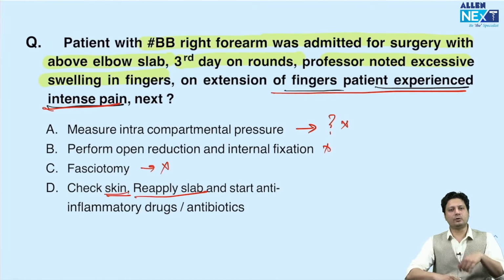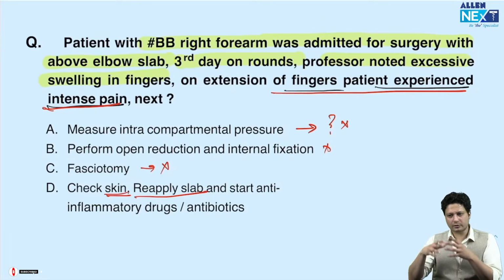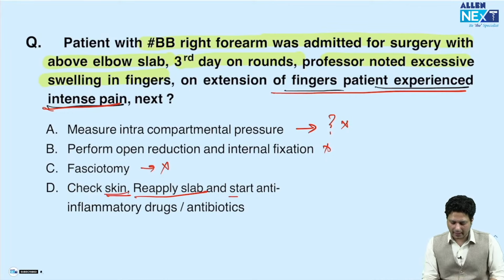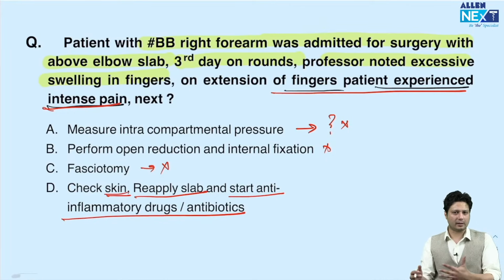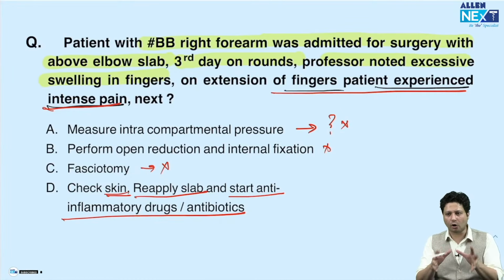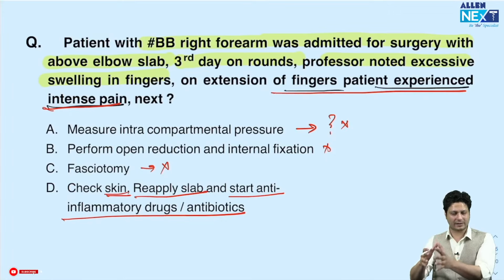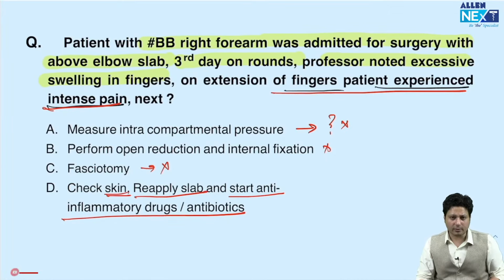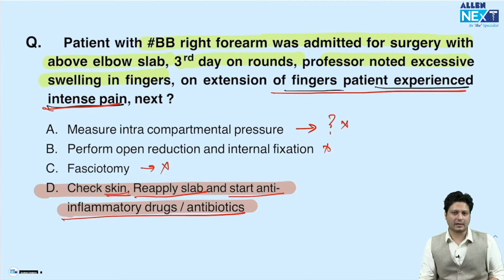Now this time you are going to reapply a slab loosely, because this possibly is because of a compartment syndrome from the extensor or from the extrinsic compression, and start anti-inflammatory drugs or the antibiotics. So relevant anti-inflammatory or antibiotic drugs are meant to be started in order to control this excessive swelling and establishing the compartment syndrome. So hopefully you get the best possible answer for the scenario if you are presented with it. That is the answer for your question.